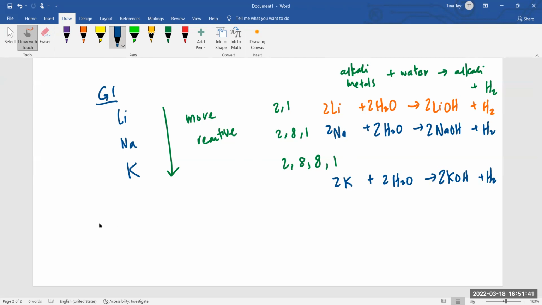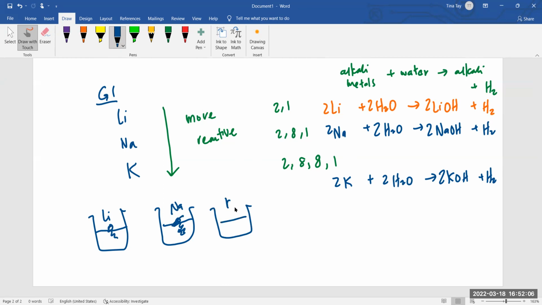Okay, so what happens is, as I said just now, if you take lithium and put it in water, lithium will go like that. It will fizz, it will release hydrogen gas, and then it will become alkali, and then it will start to dissolve. If you take sodium and put it in water, it will fizz faster because it's more reactive. And if you put potassium in water, because it's even more reactive, it will fizz even faster. And because the reaction is so exothermic, it will release so much heat that it will burst out in flames. All of the solutions that are produced are alkali.